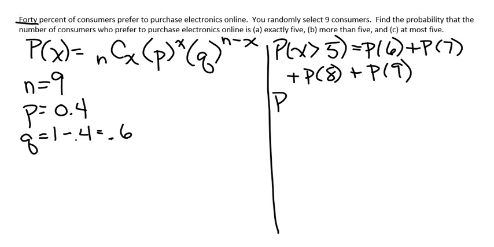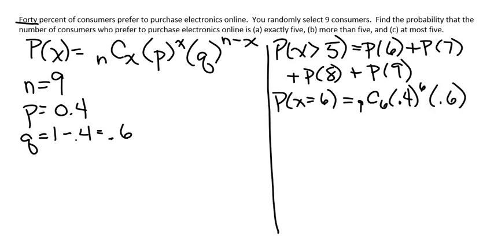This will be the probability that x is bigger than 5. So let's look at the probability that x is equal to 6. This is 9 choose 6 times 0.4 to the 6th power times 0.6 to the 9 minus 6, or 3rd power. I'm going to show you this one calculation, how we can enter it into the calculator all at once, and then I'll just give you the probabilities for 7, 8, and 9.